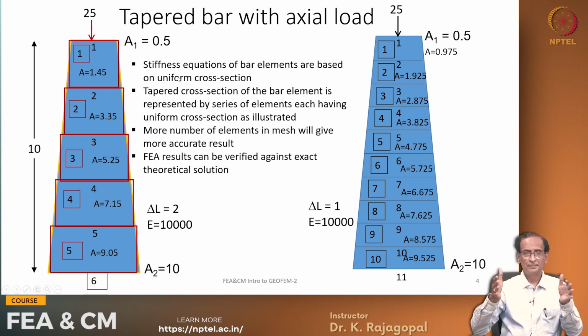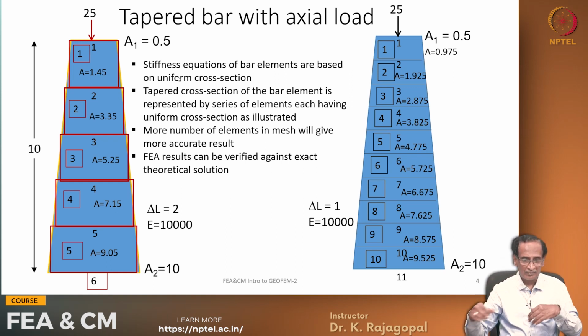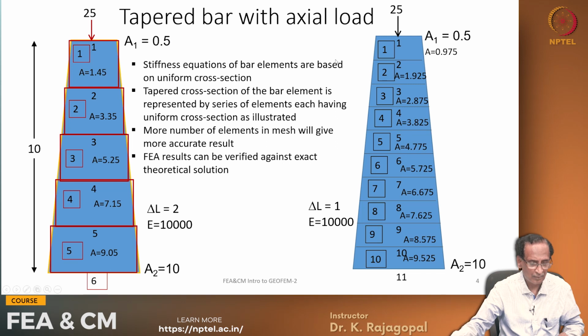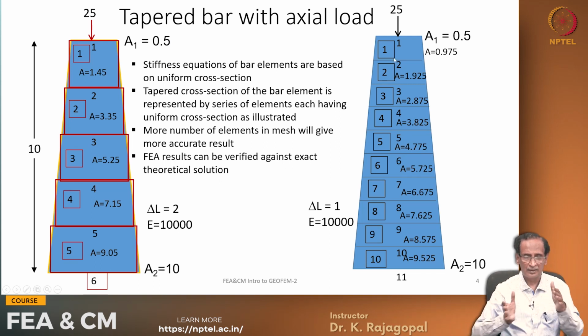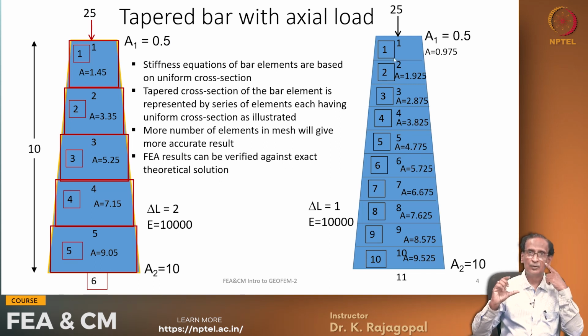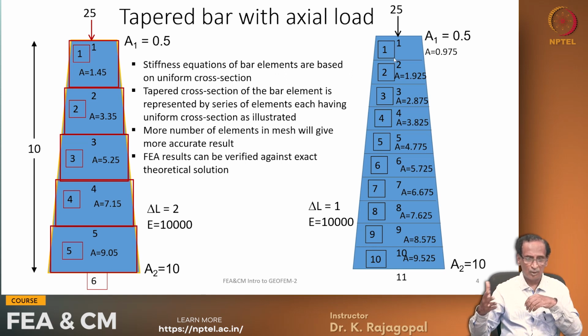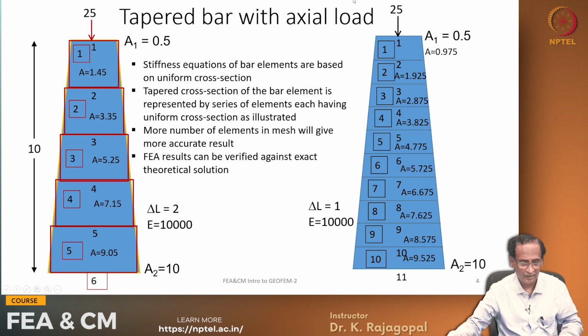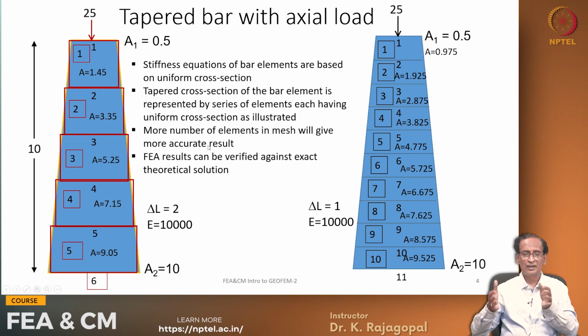The tapered cross section we can simulate by having a series of elements each having a different area, and as we are approximating this tapered section with uniform cross sections within elements, the more elements we consider, the more accurate the result is going to be. Okay? And finally, we can compare our finite element results against the exact theoretical result, just for comparison purposes.